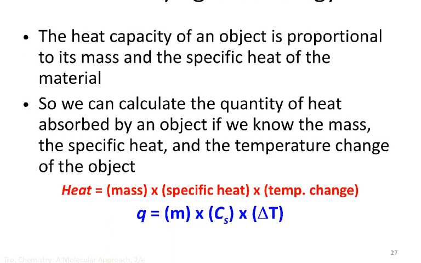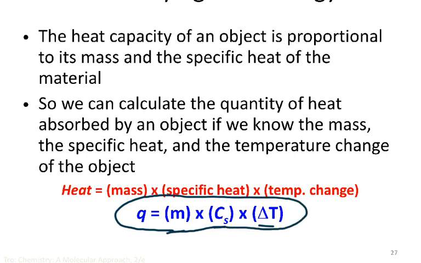So the heat capacity is proportional to its mass and the specific heat of the material. So we can calculate the amount of heat absorbed by an object if we know its mass, the specific heat of the material it's made out of, and the temperature change of the object. So overall, our heat is mass times specific heat times our temperature change.